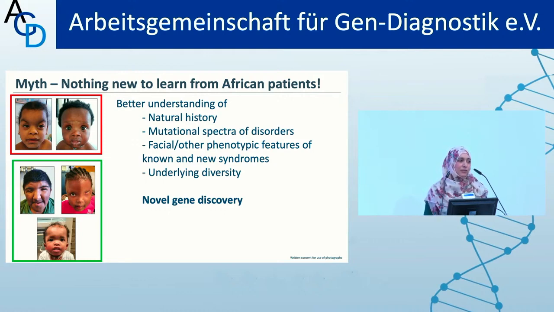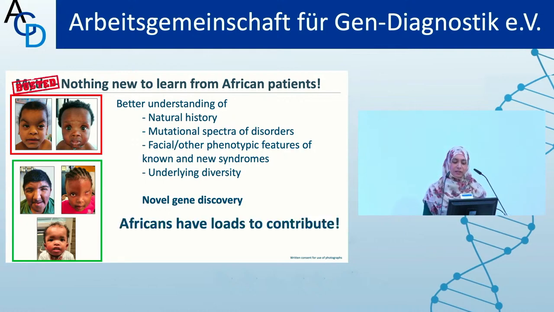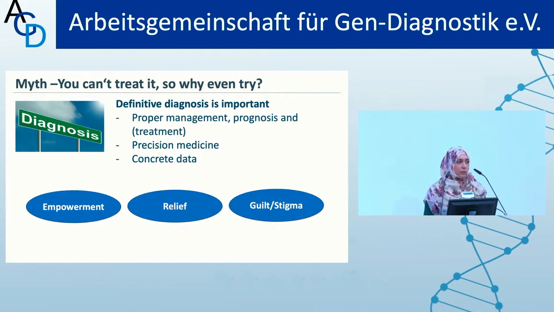We can put them into the GestaltMatcher database and see how that contributes. There's a lot that Africans can bring to the party, not only to benefit us, but to benefit the rest of the world. And if you're looking for a new gene, I suggest you come and visit us, because there's lots of potential for novel gene discovery. And so Africans in general, especially in the rare disease space, have loads to contribute to the rest of the world.